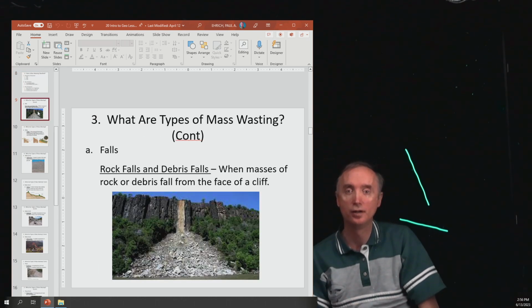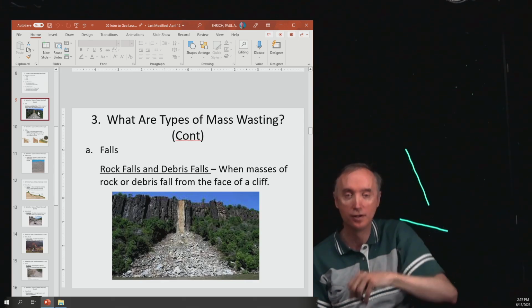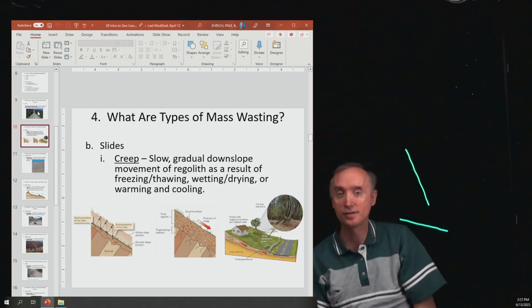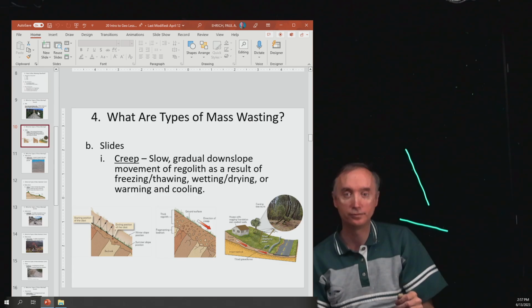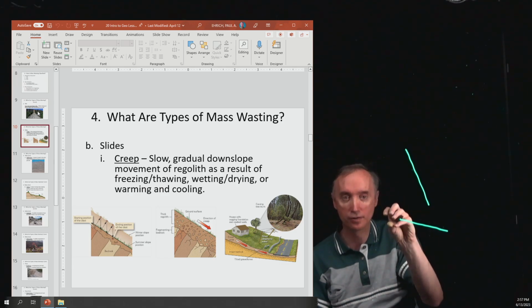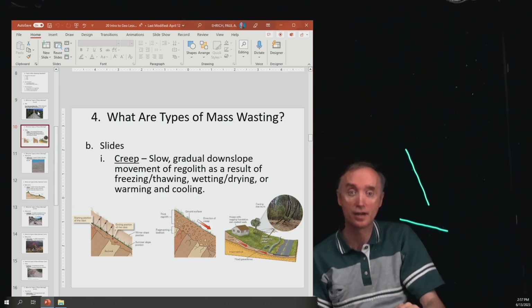So let's begin by talking about a rock fall. By definition, it's rock that is moving and falling. So it's not sliding, it's falling. Rock is falling due to gravity. The next category is going to be things that are sliding. So this is going to be soil creep. What happens is over long periods of time, individual particles of soil are moving downhill because of gravity, and it can cause a lot of damage.